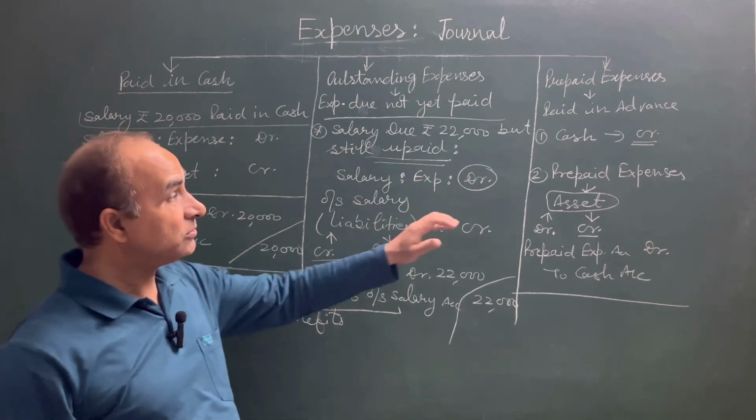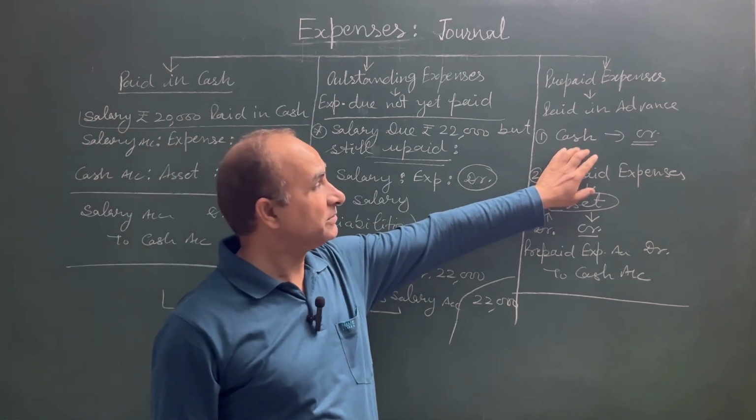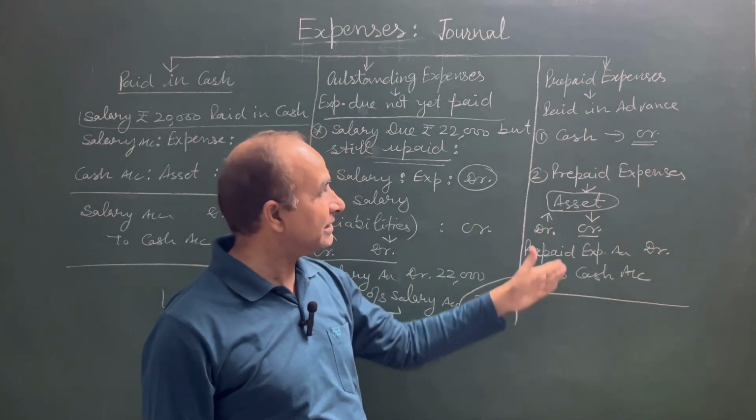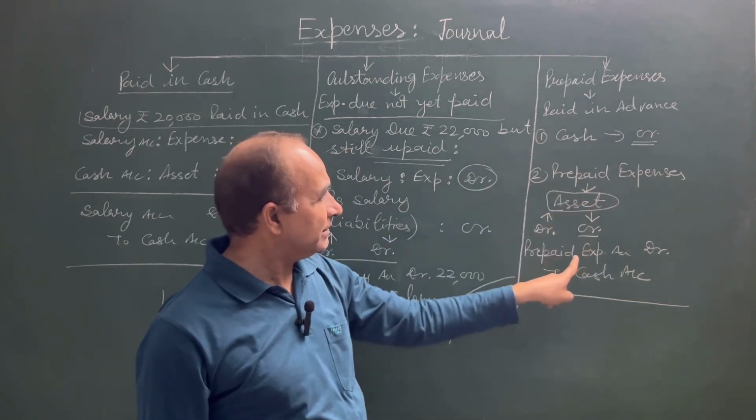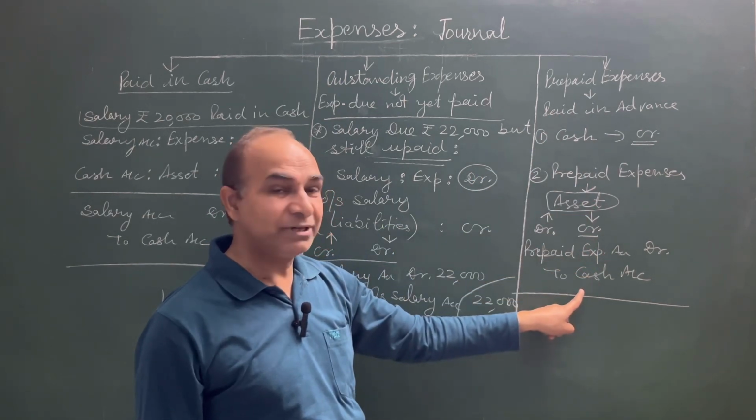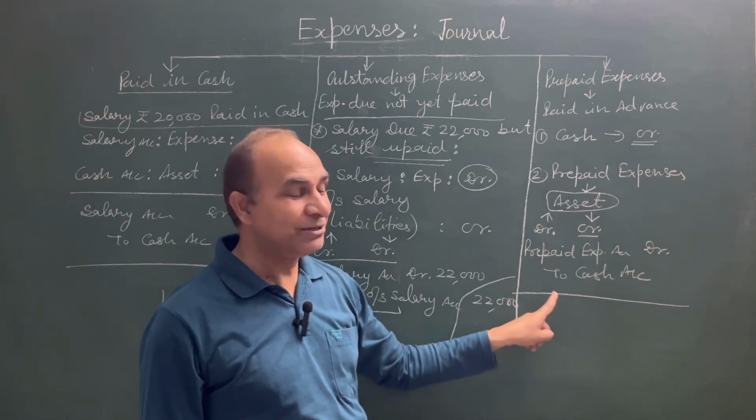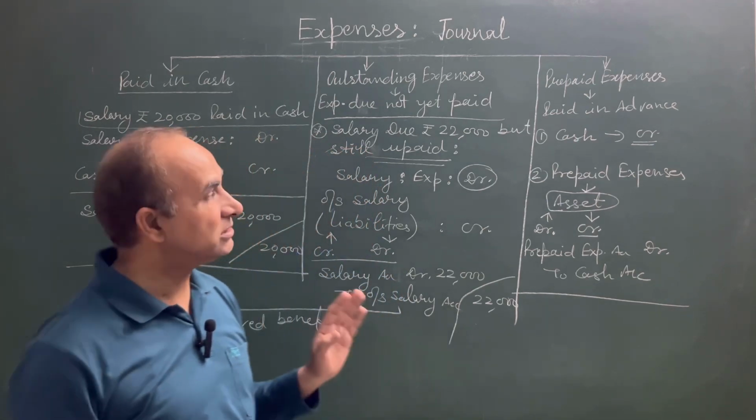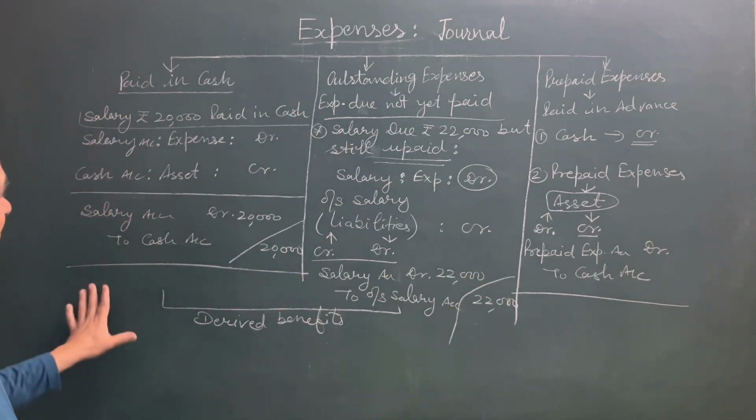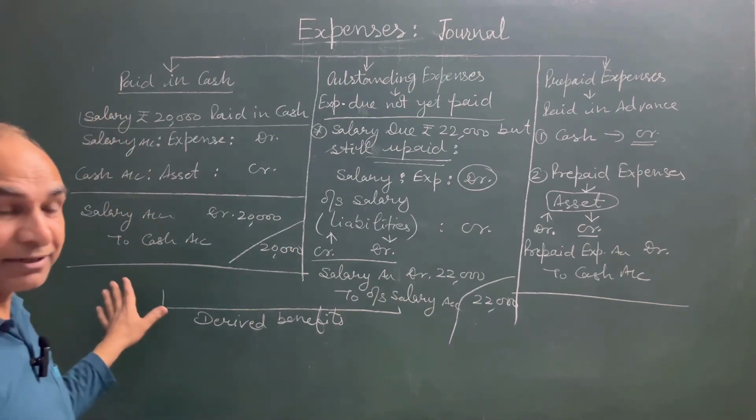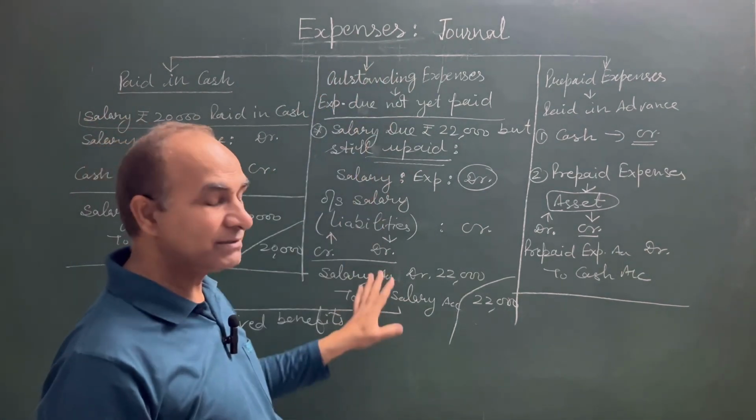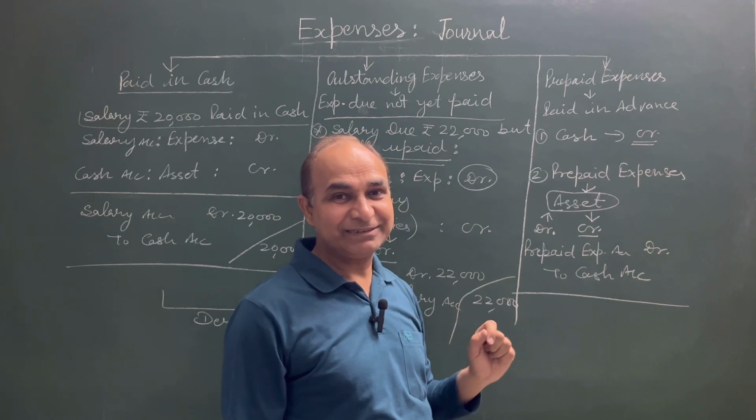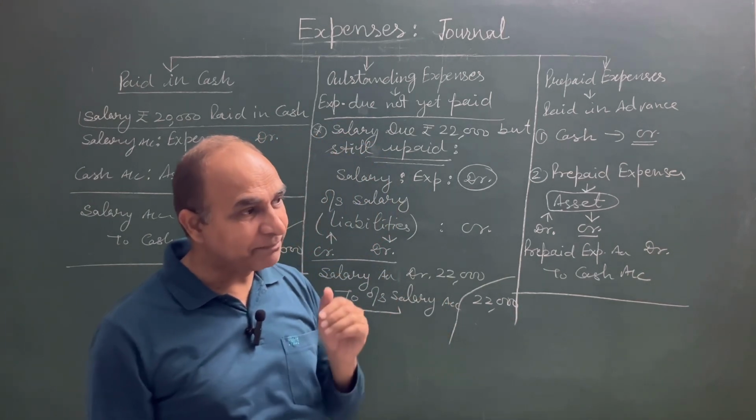So dear friends, you need to understand the third case carefully. It may have an alternative entry also, later on we will discuss that. But the simple journal entry is this: prepaid salary account debit to cash, prepaid rent account debit to cash, prepaid repair account debit to cash. So in this lecture, I have discussed three cases: expenses paid in cash whose benefit is derived in the current accounting period, then outstanding expenses, benefits taken but payment not yet made, and third one, prepaid expenses, benefit not yet derived but payment made.